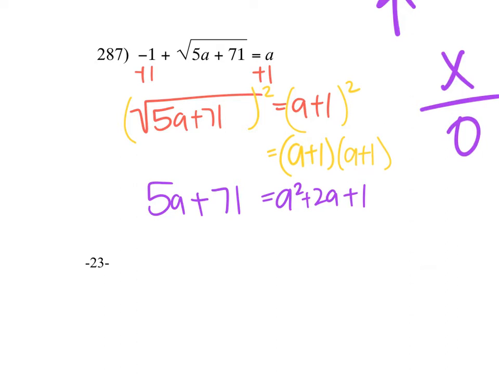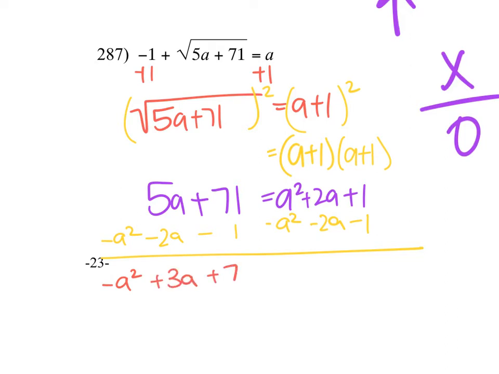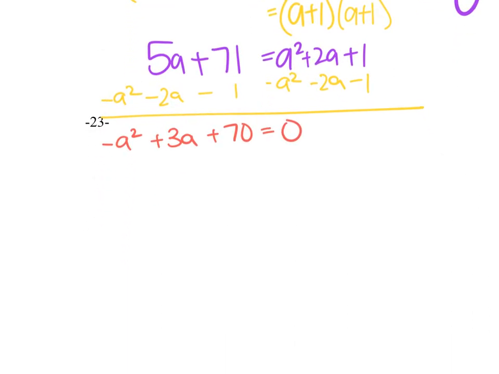Let's put everything on the left side. So I would actually subtract a squared, subtract 2a, and then subtract 1. So on the bottom, I would have negative a squared plus 3a plus 70 equals 0. And we don't want a negative in front. So what I'm going to do is take out that negative, or factor it out, change the signs, equals 0. And then I'm going to factor my trinomial with my negative on the outside.